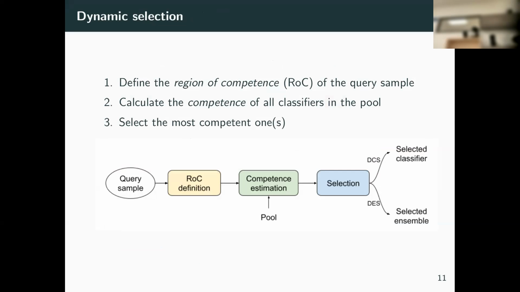So the dynamic selection usually can be divided into these steps. Then we have a query sample. We first define the region of competence, which is the area of the feature space or the set of samples over which we will estimate the competence of the classifiers. Then we estimate the competence of the classifiers from the pool. And afterwards, we decide which ones we will select to perform the prediction. So if we select only one, we have a dynamic classifier selection technique. If we have more than one, we have a dynamic ensemble selection technique.